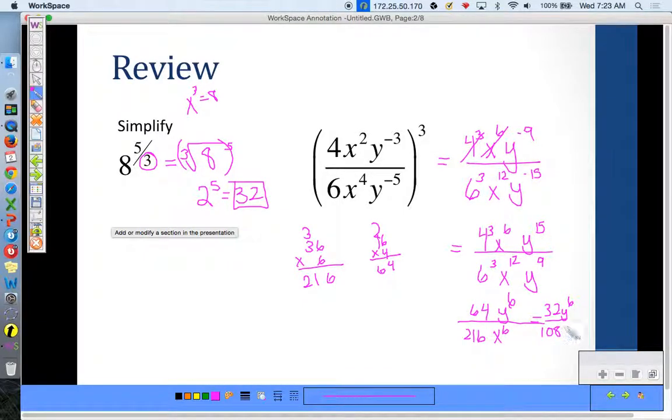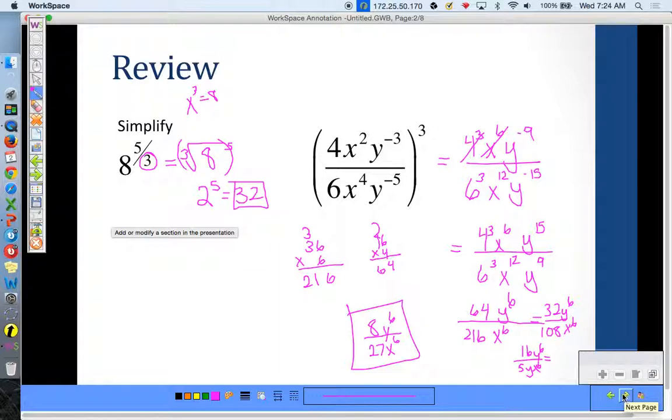Looks like we can cut them in half again. Divide by 2, so 16y to the 6th over 54x to the 6th. Cut them in half again. 8y to the 6th over 27x to the 6th.